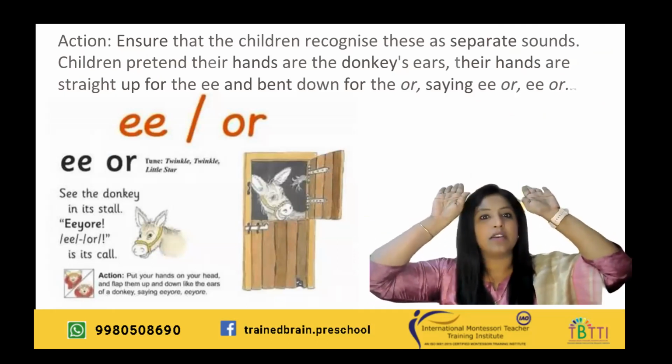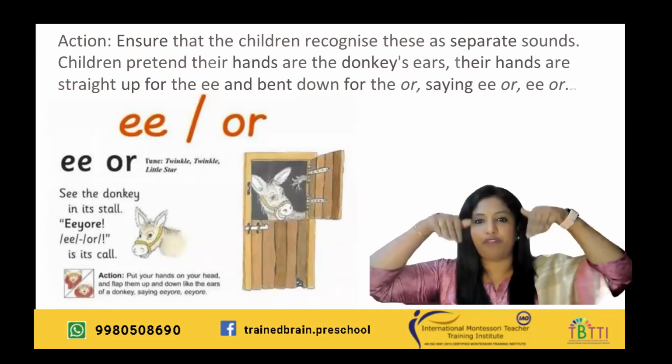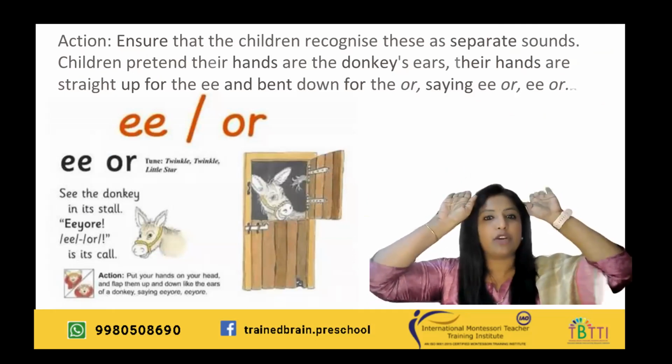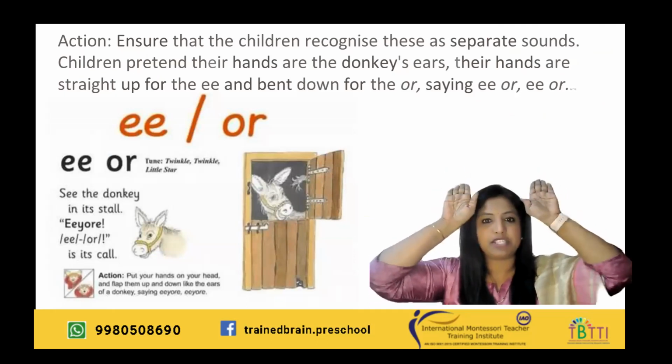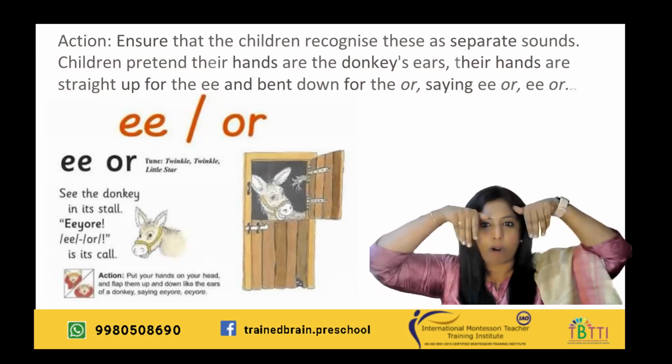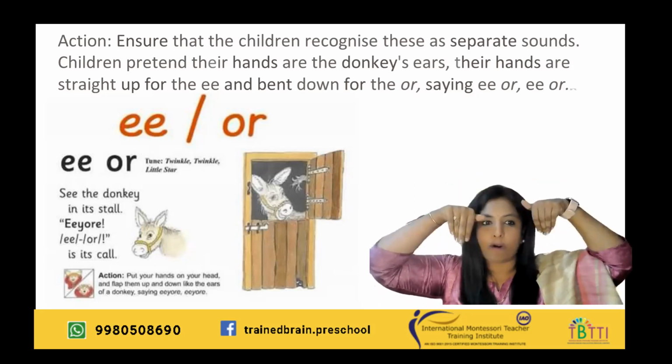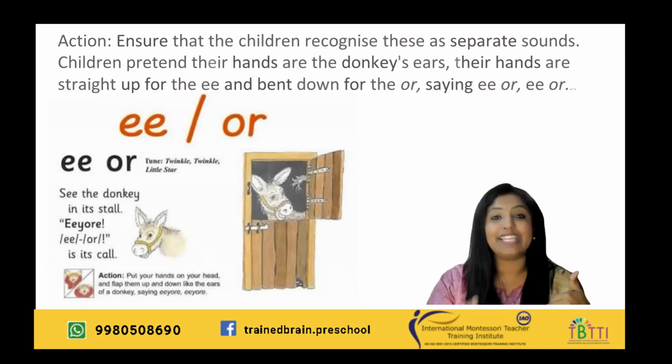So the child was able to differentiate the differences. So you have to literally go slow when you're trying to pretend. You say E or, E or. See the donkey in its stall, E or, E or. See the donkey in its stall, is its call, right?